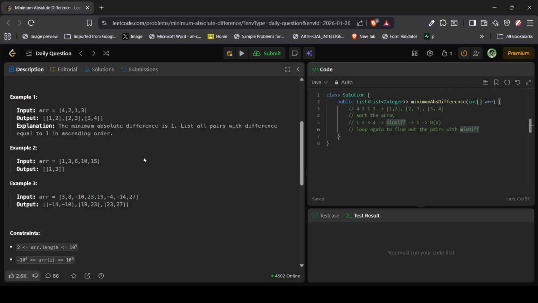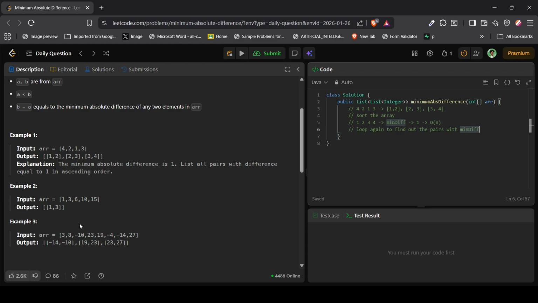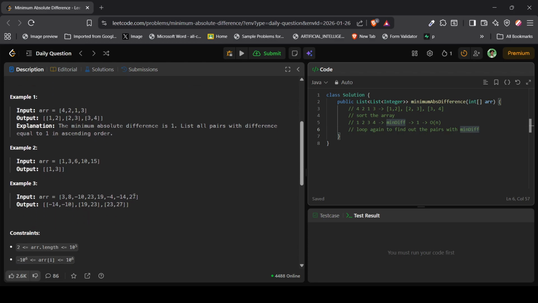Yeah, I think that is it. Let's just try to dry run this, just to be sure that we are on the right path.